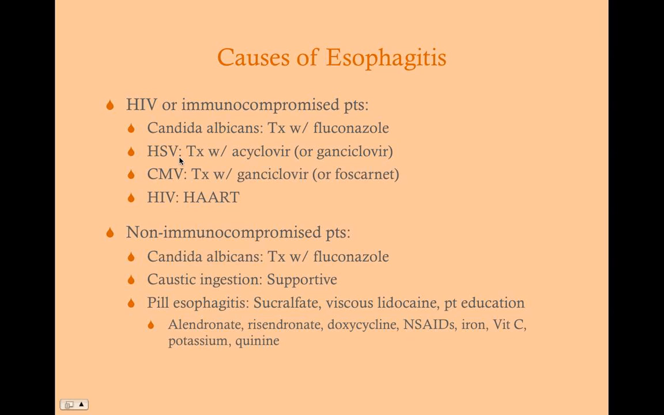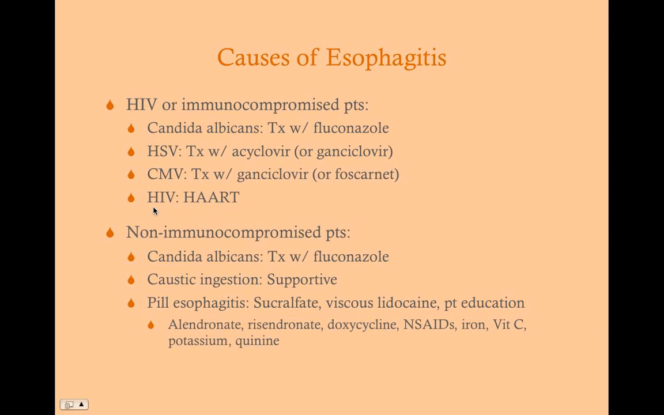If you get herpes simplex virus, you're going to treat with acyclovir or ganciclovir, either or. With CMV, you're going to have to treat them with ganciclovir, or you can use foscarnet. The reason is because acyclovir does not kill your cytomegalovirus. So you need to have ganciclovir or foscarnet for cytomegalovirus. You can't use acyclovir, only for HSV.